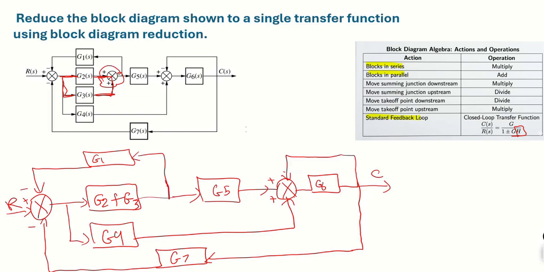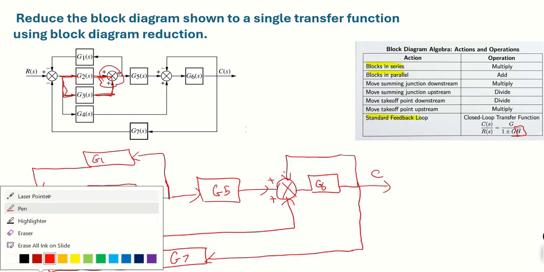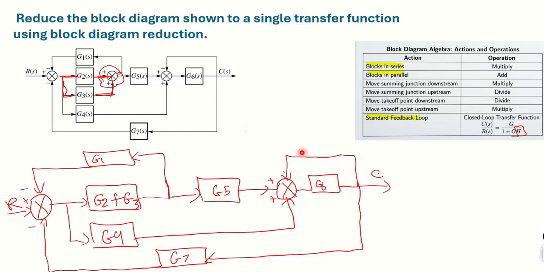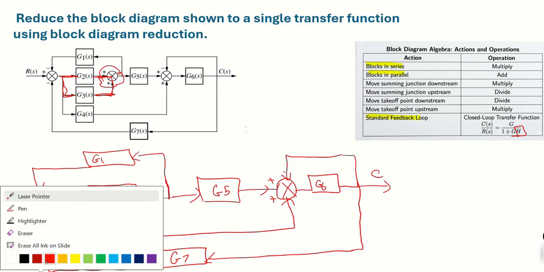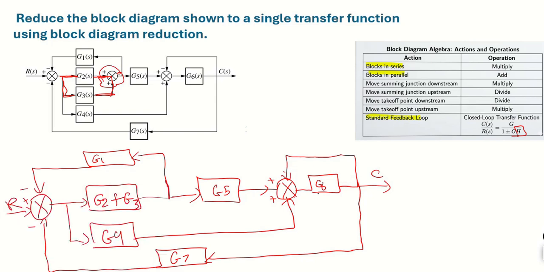Again, I want to ask myself, are there any blocks connected in series or in parallel or in a standard feedback loop? If we pay attention here, we can see that we actually do have a standard feedback loop. We have this gain, which is G6, and we also have an H here, which is actually a unit function. So if I want to use the standard feedback loop, converting it to a transfer function, I can simply say that this is G6 divided by 1.